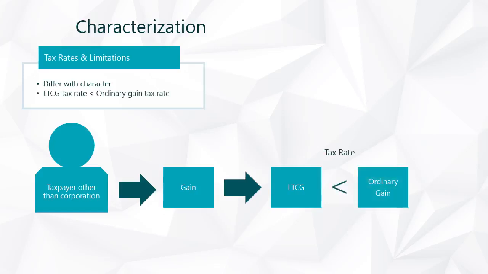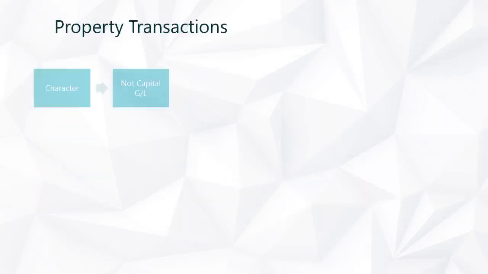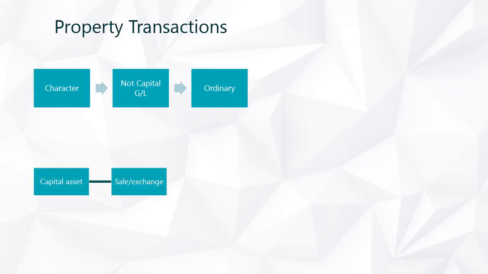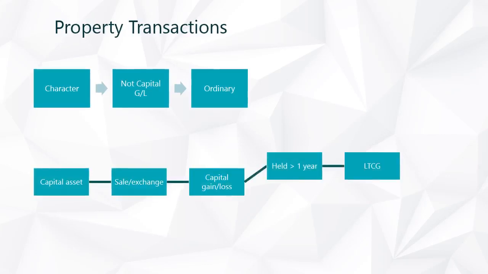With property transactions, the general idea is that if something is not a capital gain or loss, it's considered ordinary. There's a general rule that determines if a gain or loss is capital gain or loss. If the asset is a capital asset and there's a sale or exchange, the gain or loss will be considered capital. Next, it's considered long-term if it's held more than 1 year and short-term if 1 year or less.